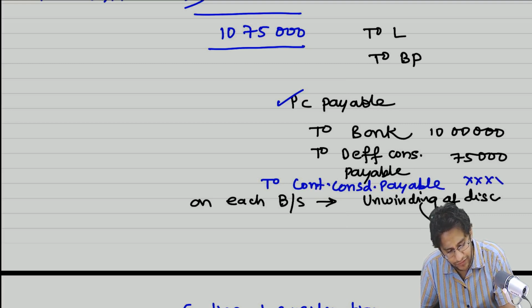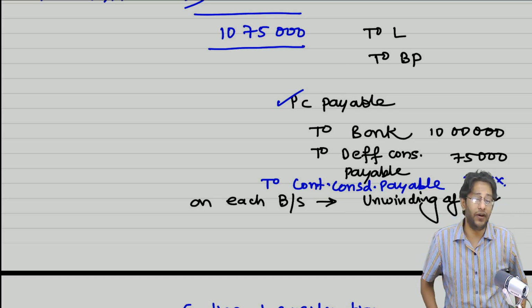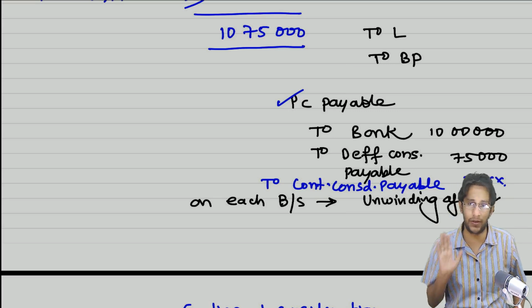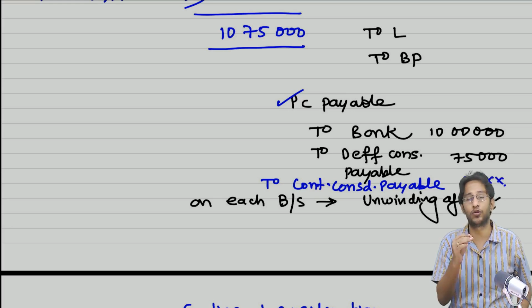With what amount? With the fair value of contingent consideration. So, deferred consideration's fair value is its present value. For deferred consideration measurement, we did present value accounting. Contingent consideration is not a definite amount, no.